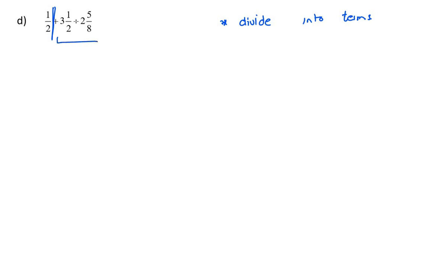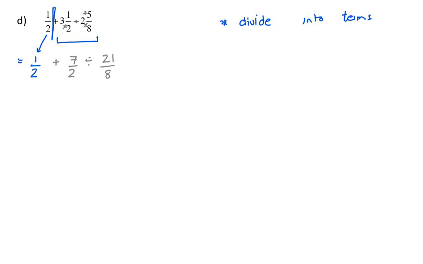So this is one term and the half is a separate term. So the half has nothing to do with this division. So if I look at that second term, first of all, I'm going to change the mixed number. So 2 times 3 is 6 plus 1 is 7. So 7 over 2. Divide by 2 times 8 is 16 plus 5 is 21 over 8.